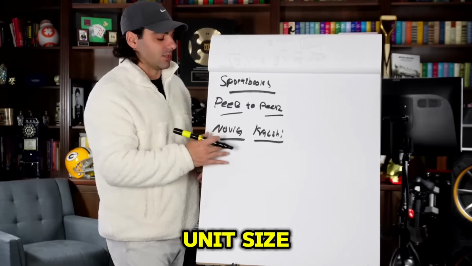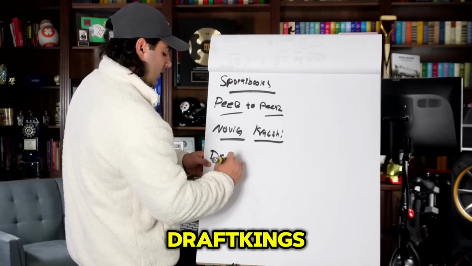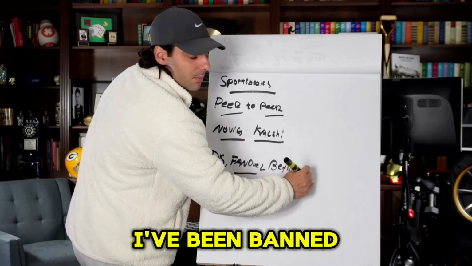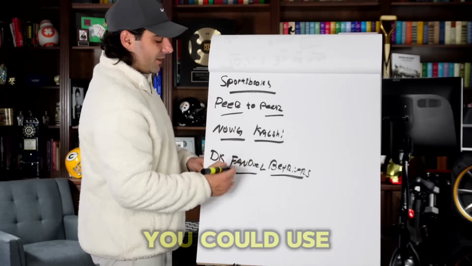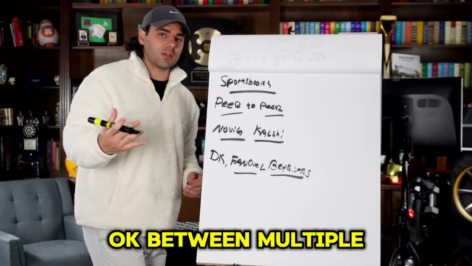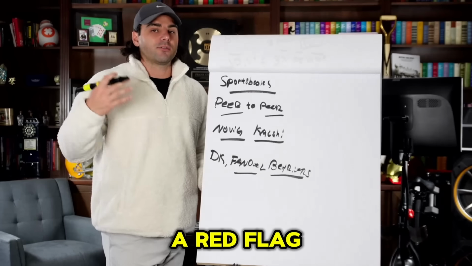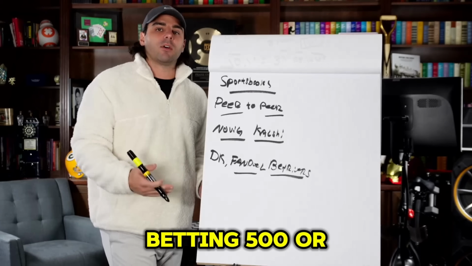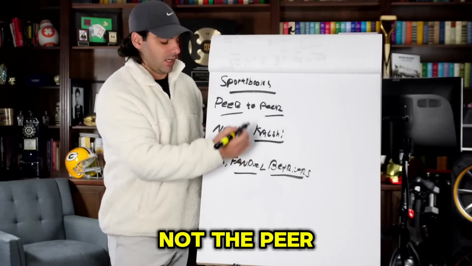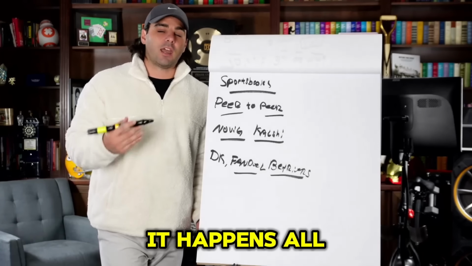Now, if you're not at this unit size, obviously you could use DraftKings, FanDuel, BetRivers, pretty much most of the ones I've been banned from already. You could use all those sportsbooks, but you want to split your bet up, okay, between multiple sportsbooks, so that it doesn't create a red flag. Because if you're betting 500 or more on single bets at any of the major sportsbooks, not the peer-to-peer ones, you're going to get banned and you're going to get limited. It happens all the time.